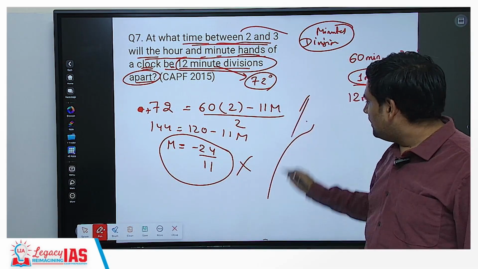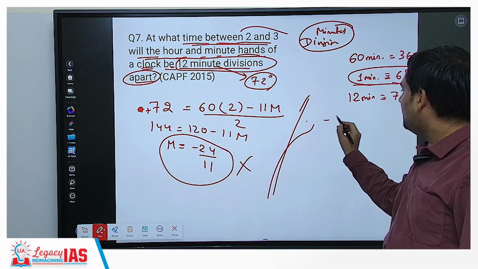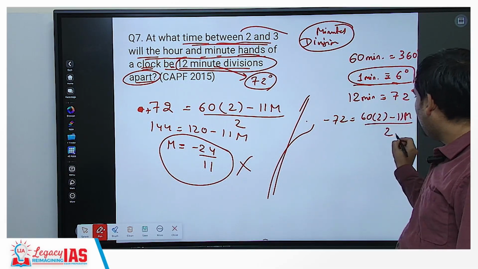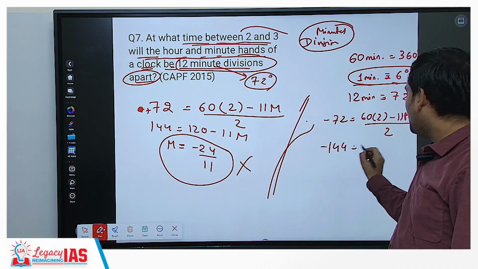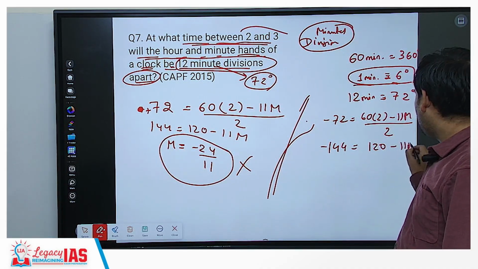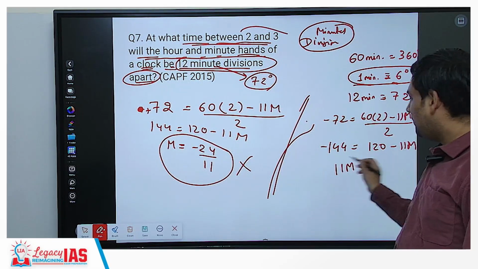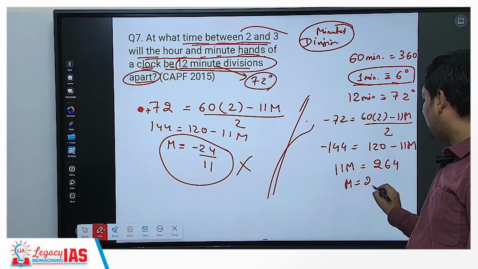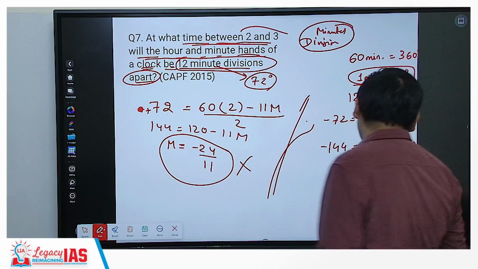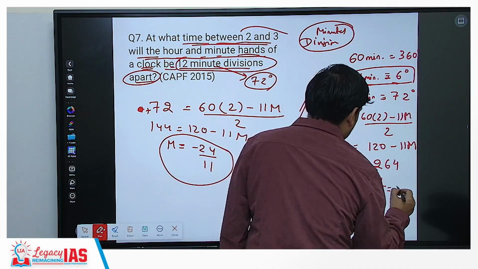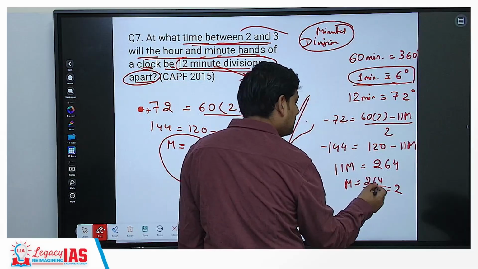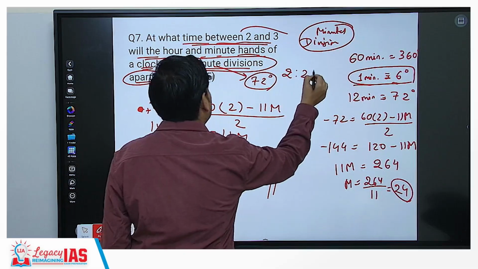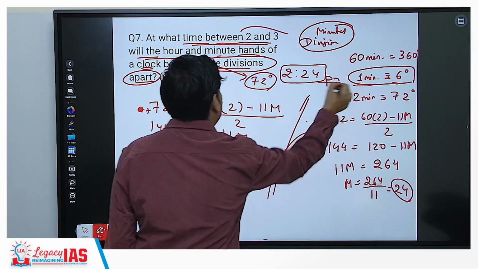Now let's just take it negative. So this becomes minus 72 is equals to 60 into 2 minus 11m by 2. To multiply it here becomes minus 144, 120 minus 11m. So this becomes 11m, 120 plus 144 will give you 264, or m will come out to be 264 by 11. How many times this will go? This will go 2 times. With 22, 4 will remain. With 44, it will go 4 times. So time comes out to be 2 hours 24 minutes or 2:24 p.m.